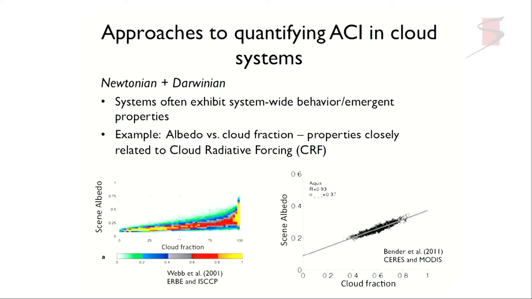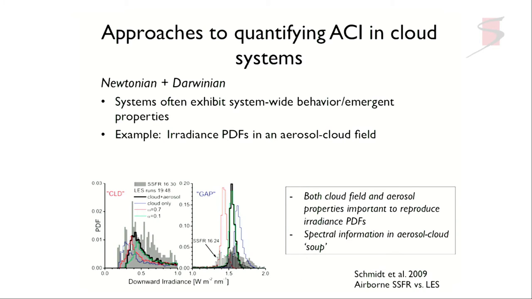These relationships are useful. Down at zero cloud fraction, you're essentially seeing the surface albedo, and at a cloud fraction of one, you're seeing the cloud albedo. Another quick example I don't have time to go into is the fact that instead of comparing these microphysical responses, we can look at PDFs of things like the downward irradiance, things that really matter. This happens to be under a cloud, and this is between the clouds. The point I'm getting at here is that to match between LES simulations and observations, we really need to get both the cloud field right and the aerosol field right. And there's also spectral information buried here. And Sebastian Schmidt has done a fair amount of work on this that I don't think we're using to our advantage.